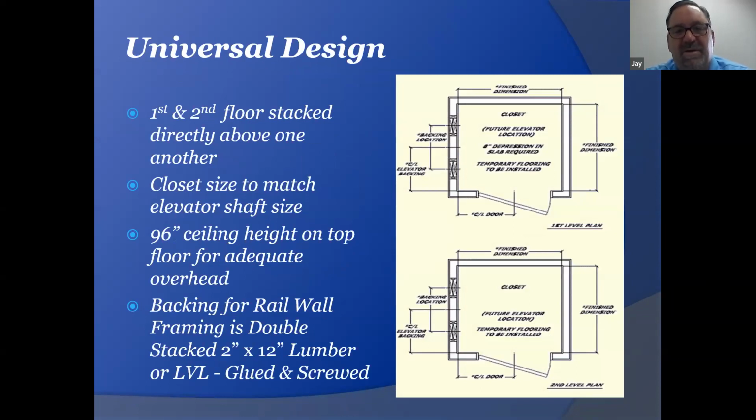The ceiling height, usually everybody has 8-foot ceilings or bigger. 8-foot ceilings is awesome. That'll be plenty of room. Back of railing wall framing is double stack. That's just where the rails go. That doesn't really pertain. I should have taken that out. That's more of a construction thing. This is where the rails go up, and that's where the elevator is lifted.